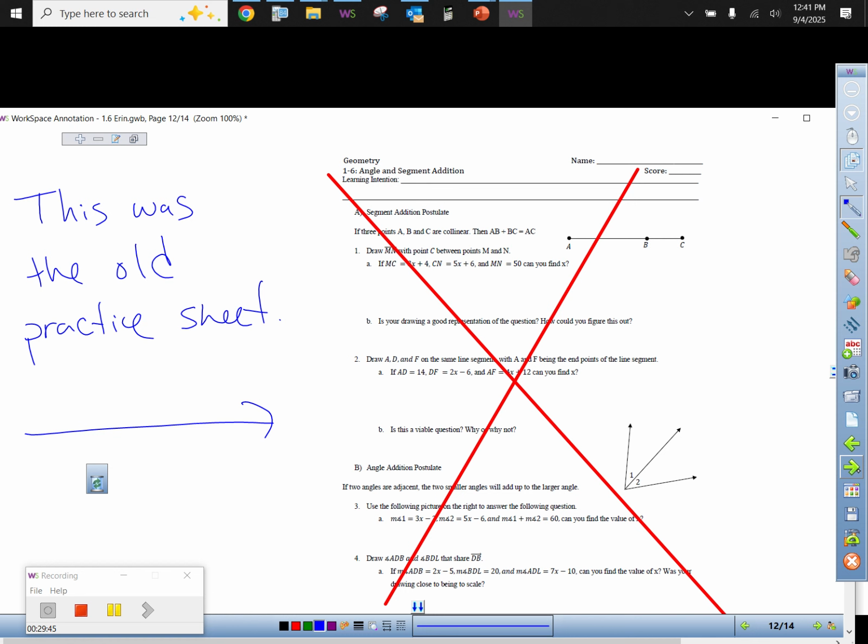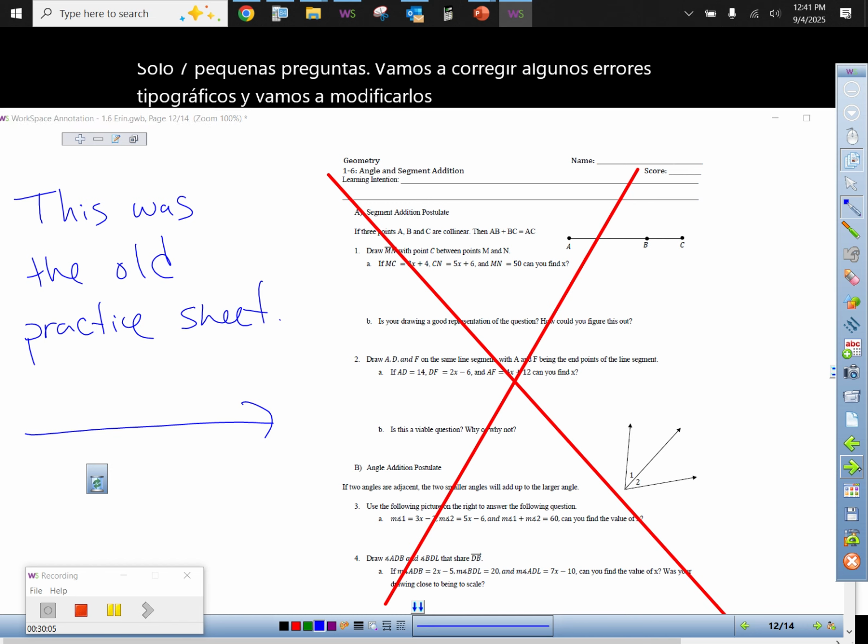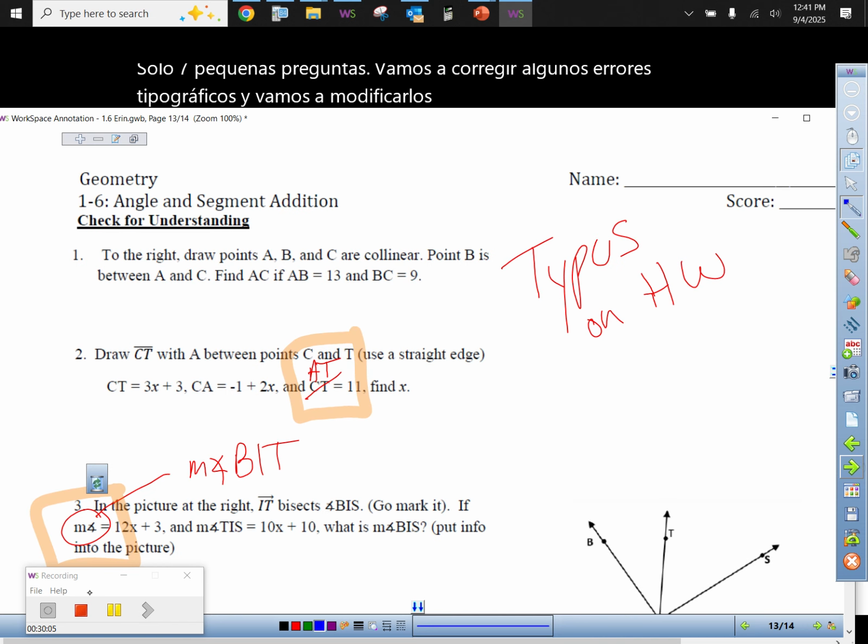What I gave you had the practice sheet on it. Cross the whole practice sheet out, the one that said learning intention, just cross it all out. Then there are typos on the other side, which is our homework. Just 7 little questions. We're going to fix some typos and we're going to modify. So we crossed out the old practice, and here's the homework right here.